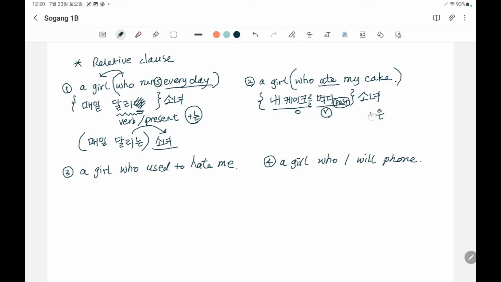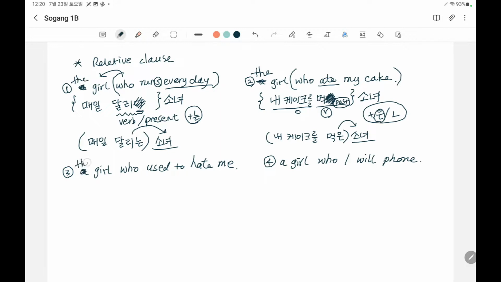What do we need? 은 or 는 말해요. According to 받침. In this case, get rid of 다 and then 받침 있어요. So we need 은 here. 내 케이크를 먹은 소녀. And it becomes a girl who ate my cake. It's supposed to be the girl, isn't it? And this one is also the girl.